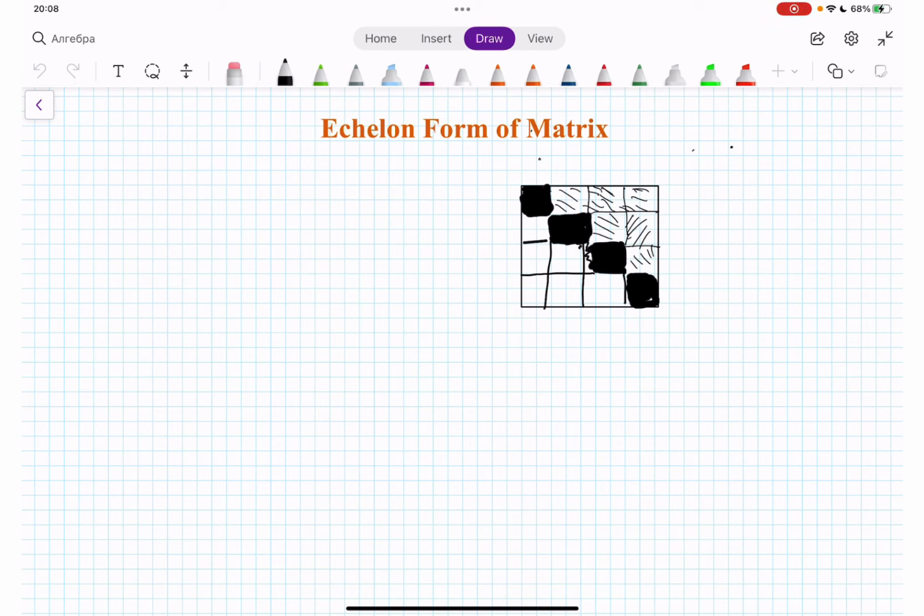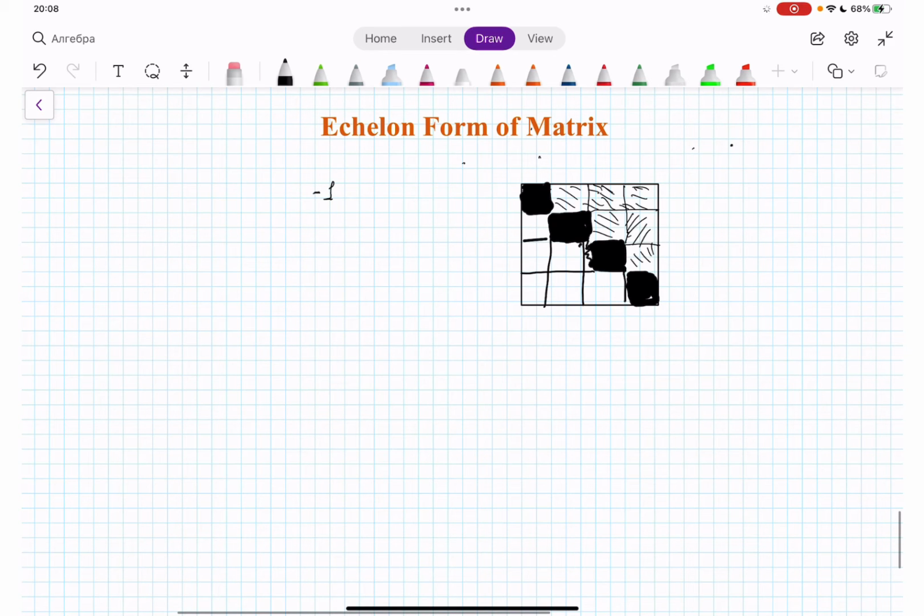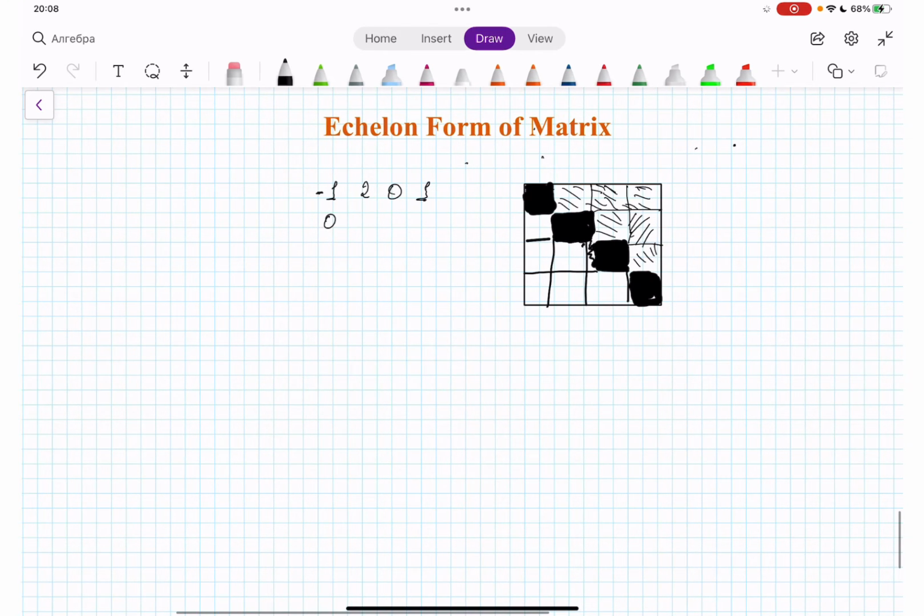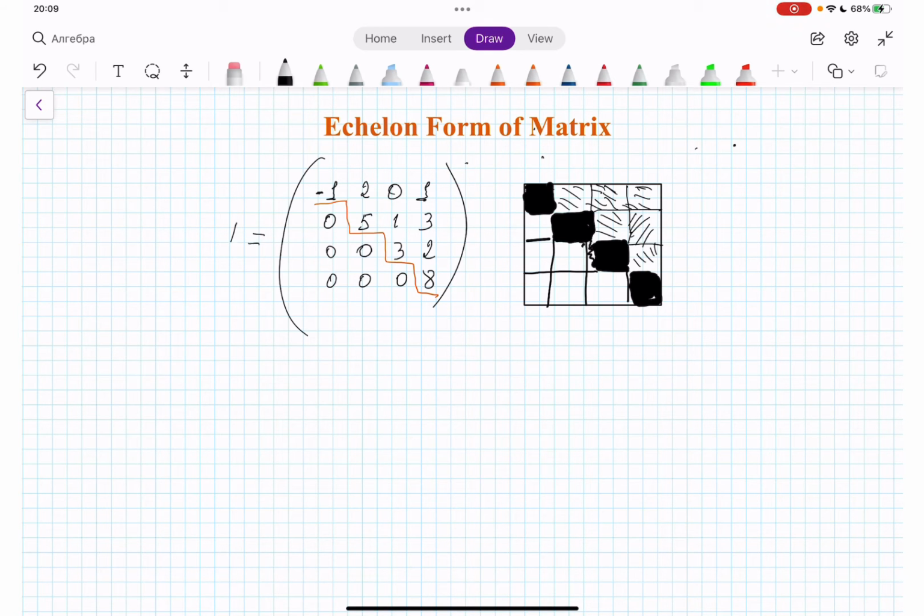Let me bring an example. So we have -1, 2, 0, 1. Then we have 0, 5, 1, 3, let's say. And then we have 0, 0, 3 and 2. And we have 0, 0, 0, and here we have 8. So look at this. It looks like a step matrix. That's what we call echelon. And this is matrix A.